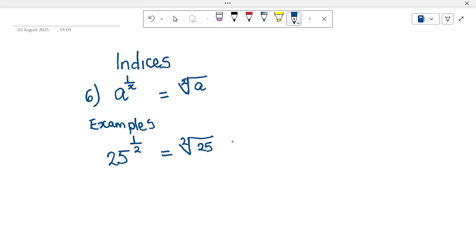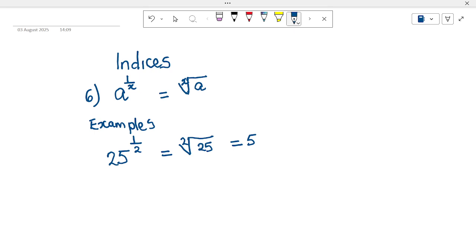And the square root of 25 is what? 5. Square root of 25 means what can you multiply 2 times to give you 25? If you multiply 5 times 5, it gives you 25.